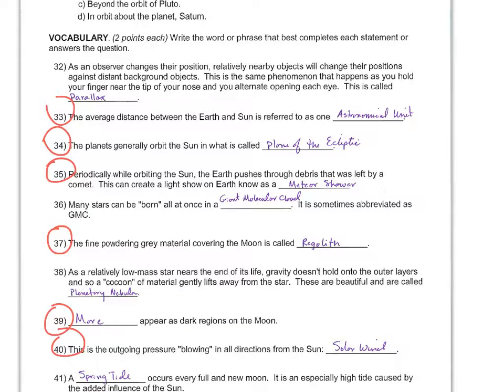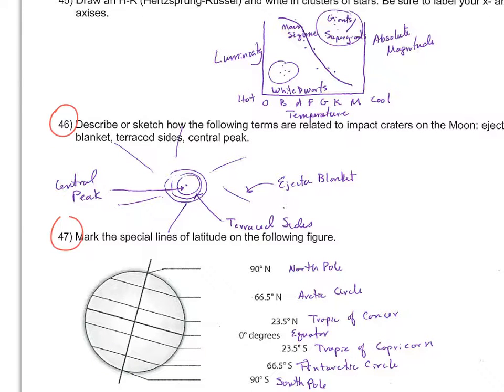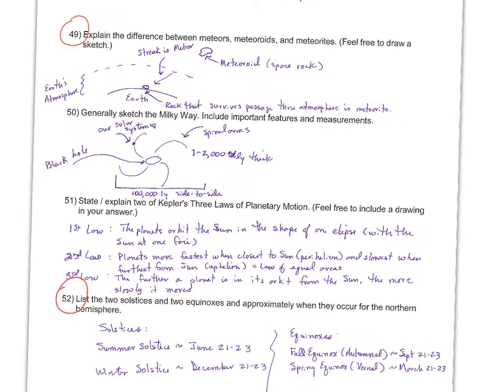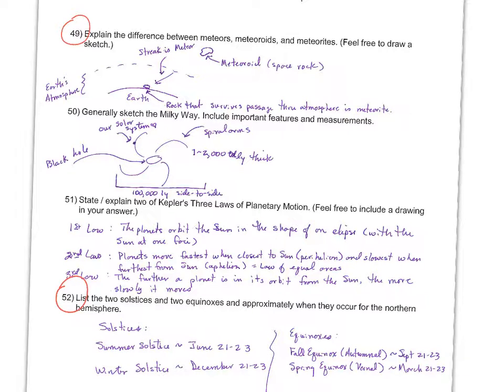And then I go on to short answer. And short answer could be 46 or 47. So just 2 short answer. And on the last page I chose 2. They're all good, right? I chose 49 and 52.